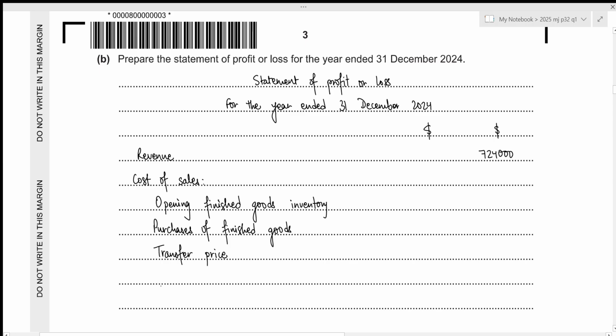Then there might be some carriage inwards. Actually, 90% belong to our purchase of direct materials and 10% belong to the purchase of finished goods. So we have the carriage inwards as well. Then we have our closing finished goods inventory.